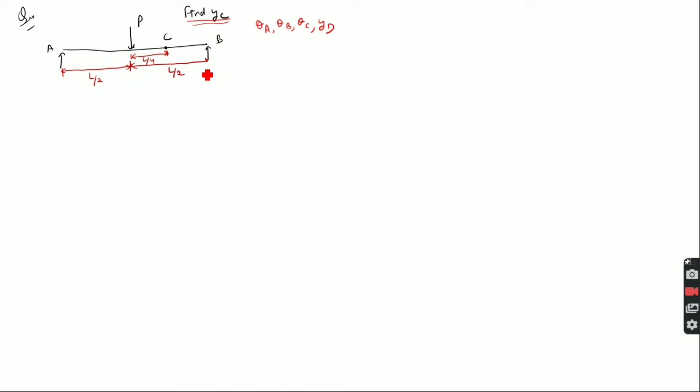So C is a point located at a distance of L by 4 from center. Okay, so the first step is we will draw the elastic curve, right? So this will be something like this, and this is the point C here. So we want to calculate this YC, and in the previous question we had calculated this YD. Okay, so I will not show it here. These are my points A and B.